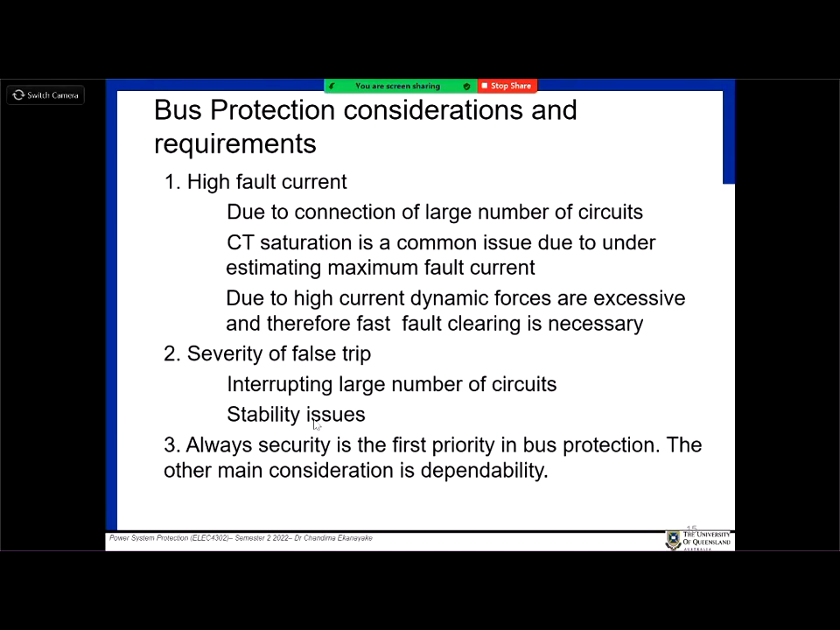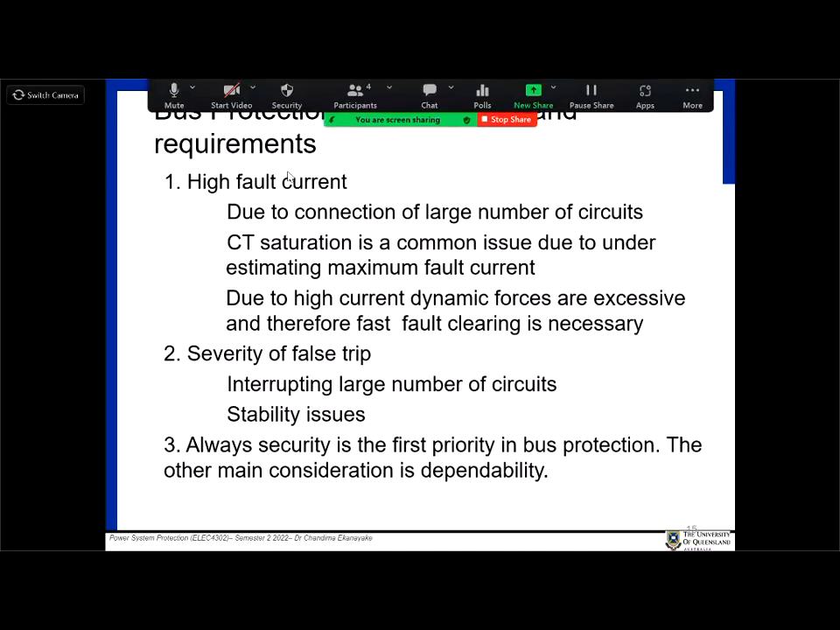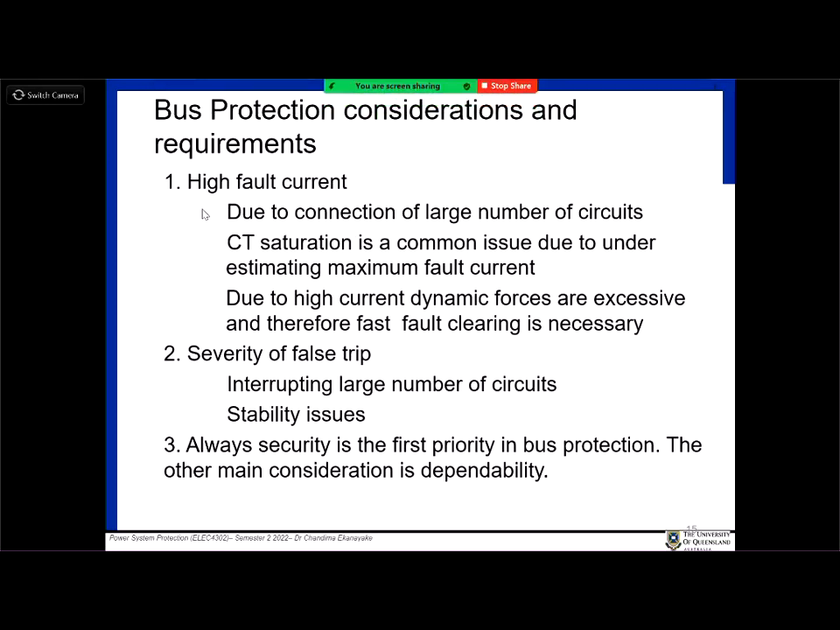We will learn mainly 3 different types of considerations here. When you are looking at the bus fault, the main things are the high fault current, the severity of the fault, and finally the security. Those 3 you have to look at very carefully, because with high fault current, definitely you have connected a large number of sources and circuits.